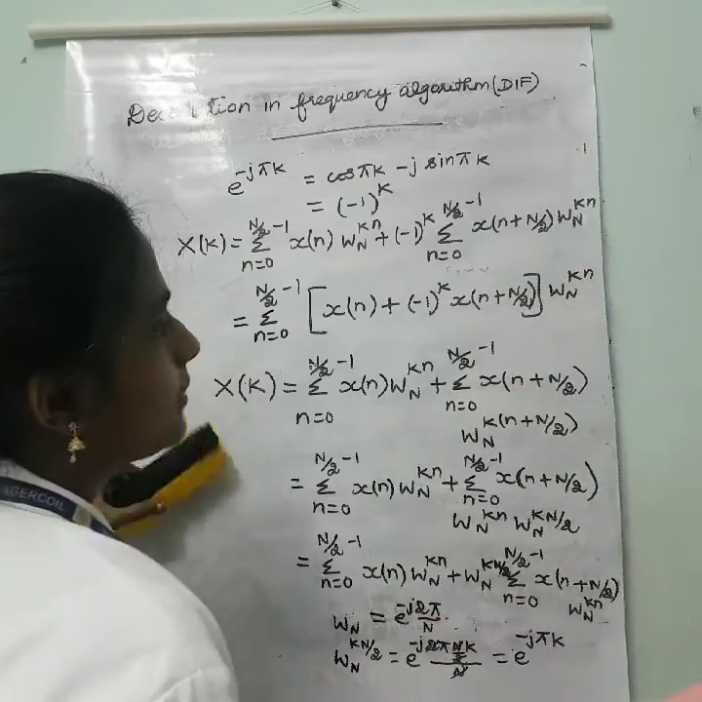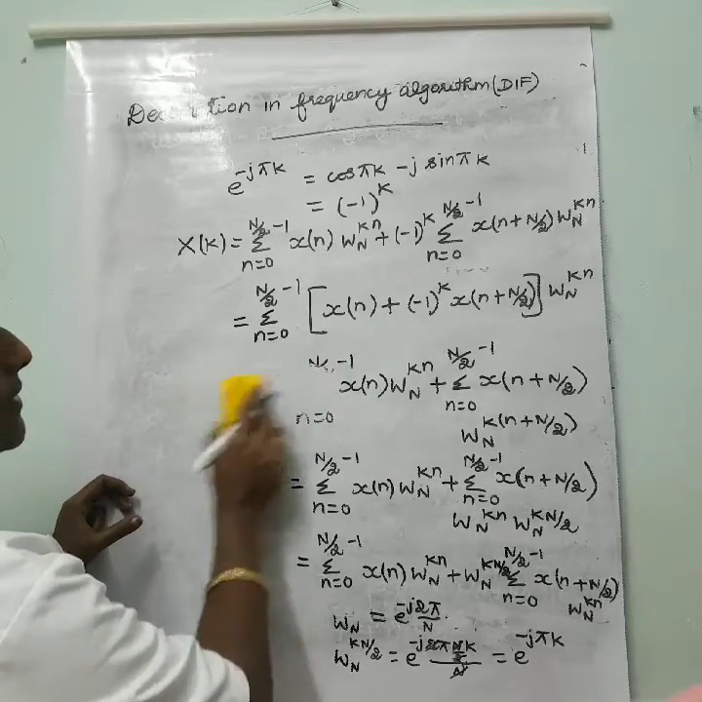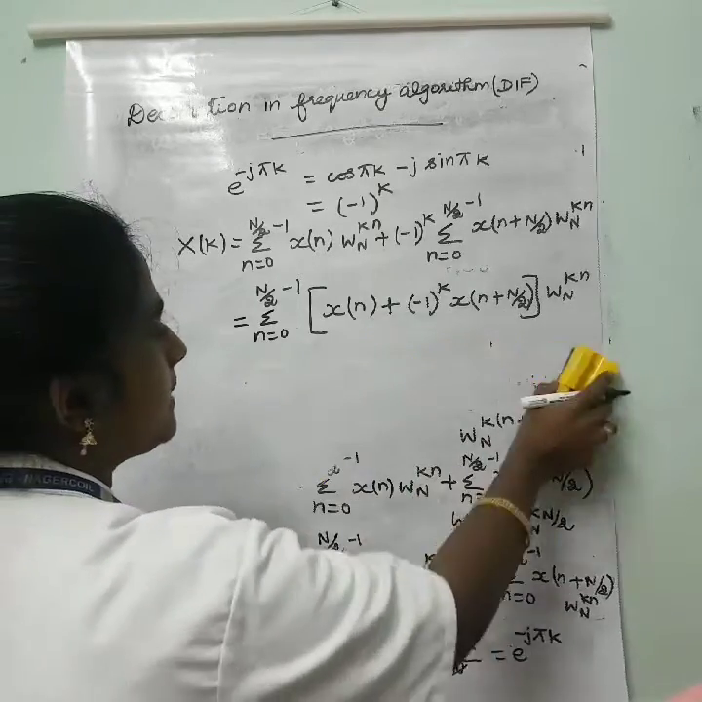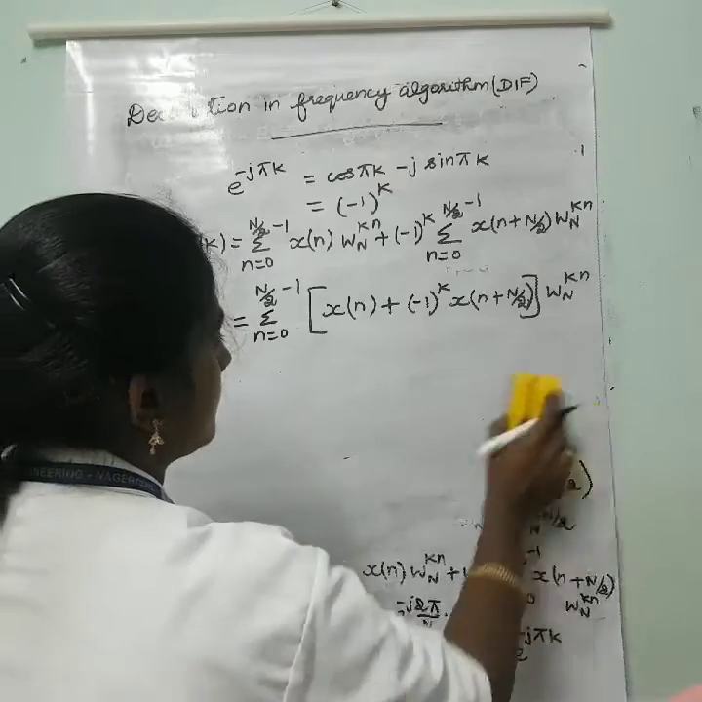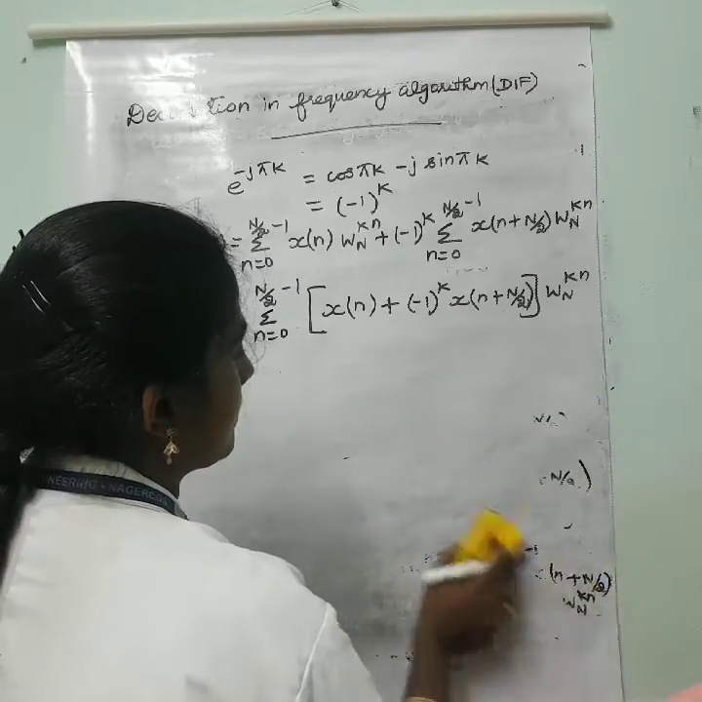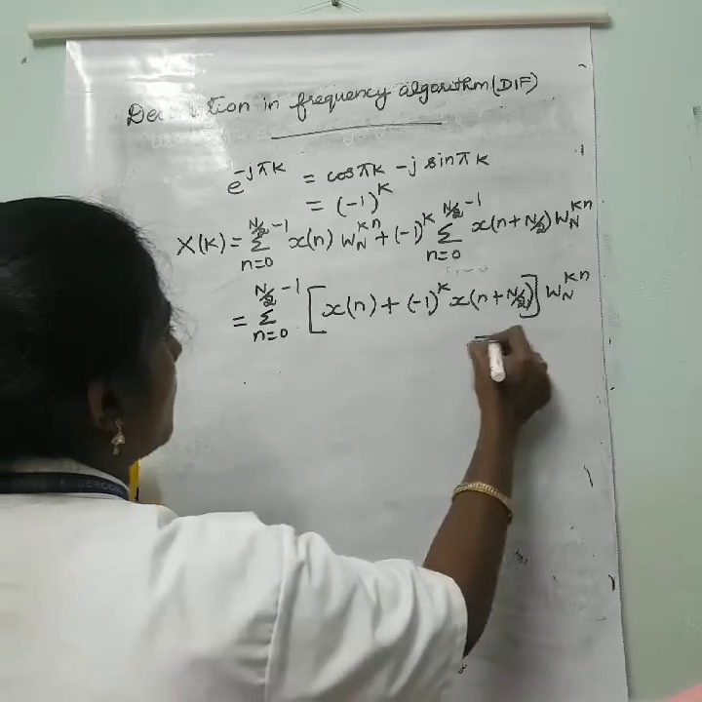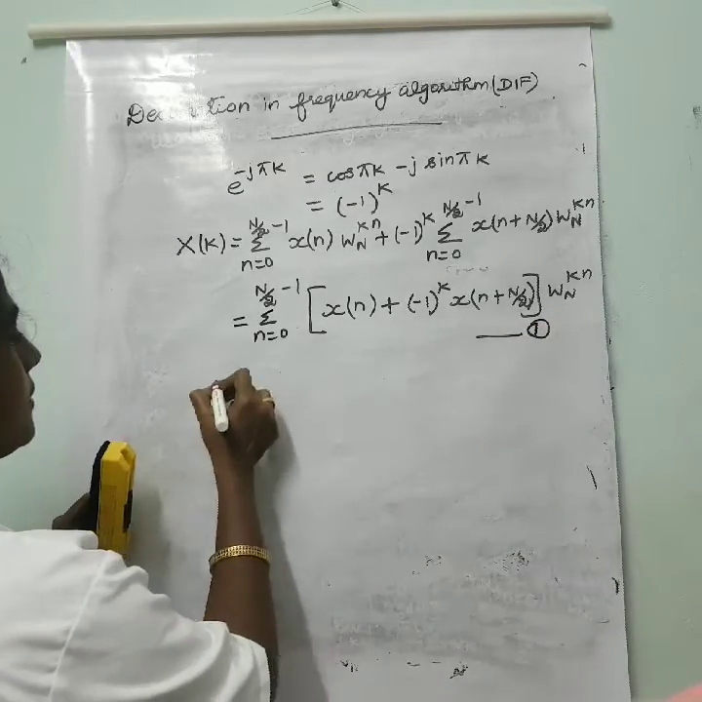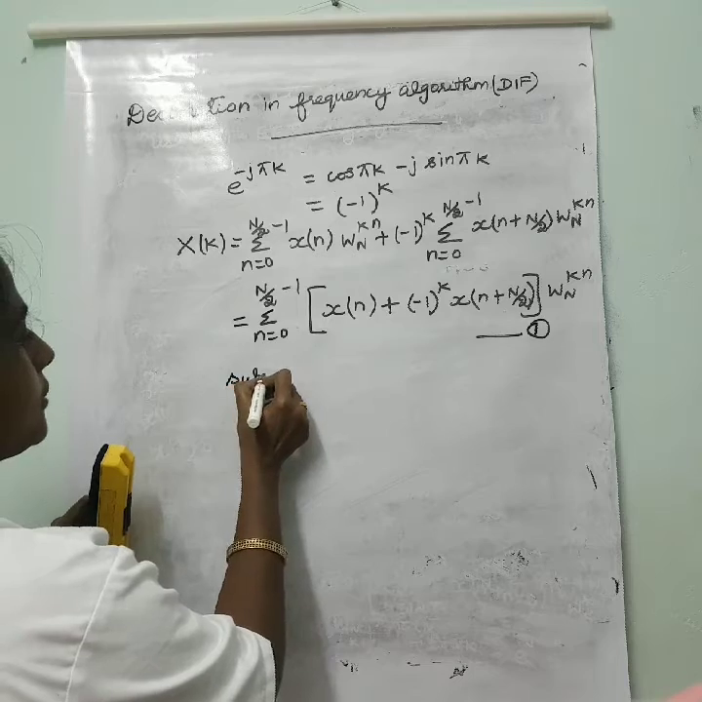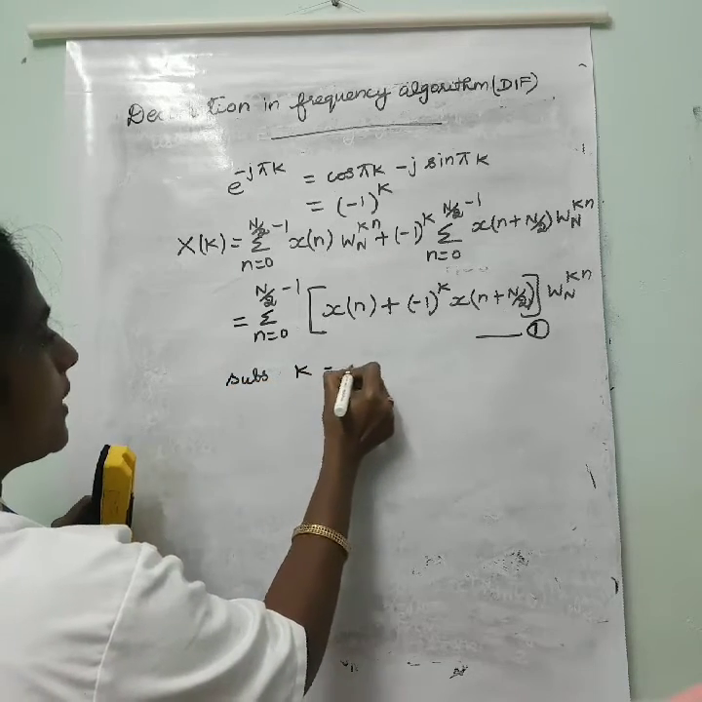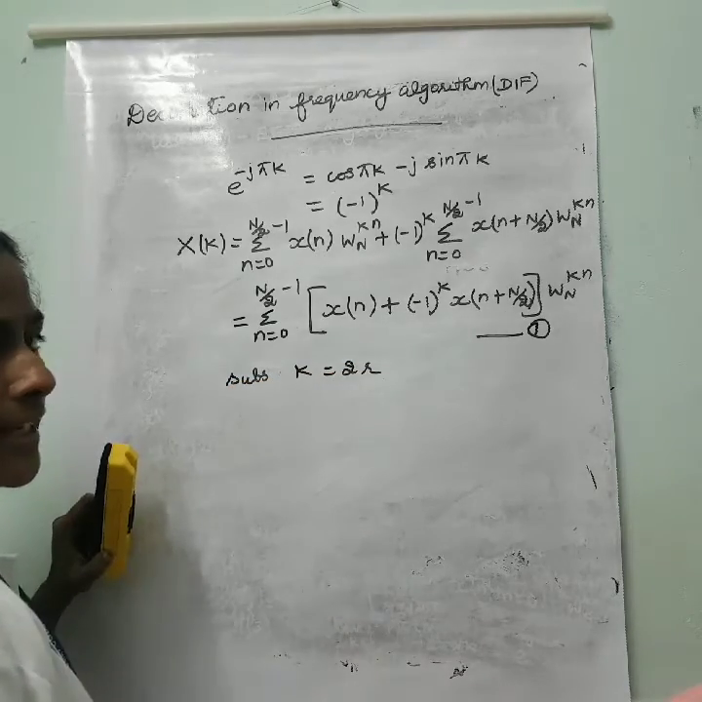Okay. Now, you can substitute k is equal to 2r. This is the general equation in this algorithm, so you can take this equation as 1. Substitute k is equal to 2r, that is the even part.